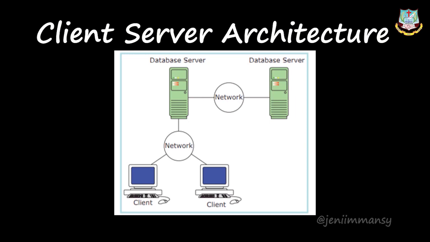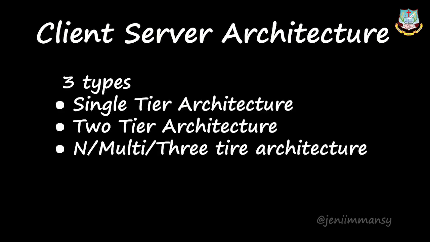Okay, the next one is the client server architecture model. See this diagram. They have given two database servers which are connected with the network, and the clients are also connected with the servers through the network. In this client server architecture model, this is classified into three types: single tier architecture, two-tier architecture, and three-tier architecture. We can say three-tier architecture as multi-tier architecture or n-tier architecture also.